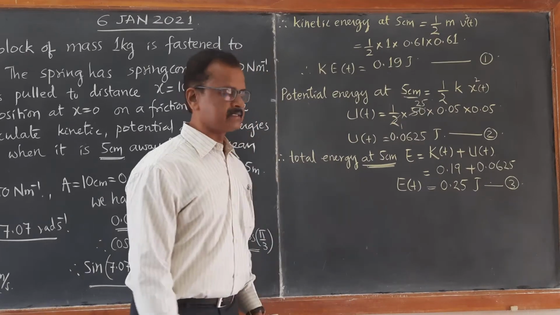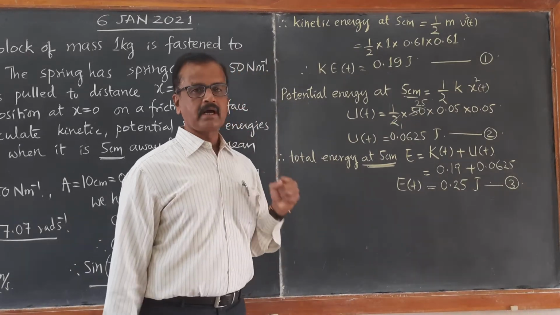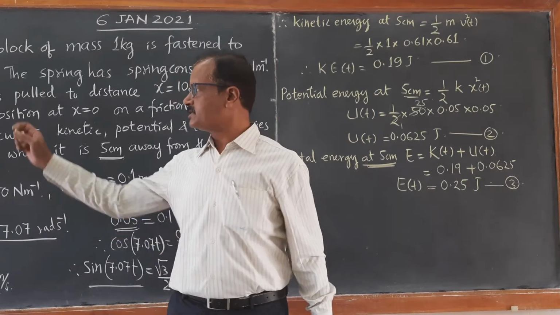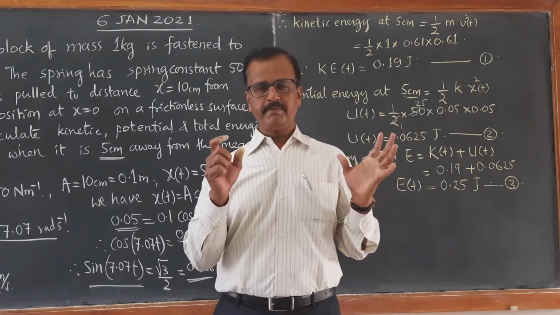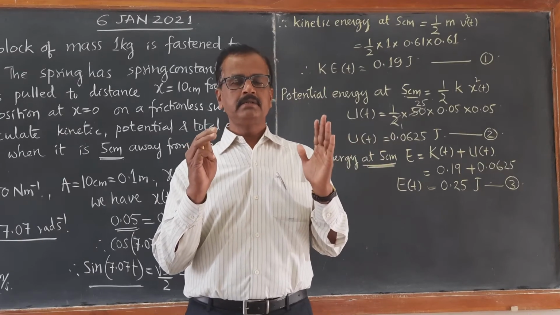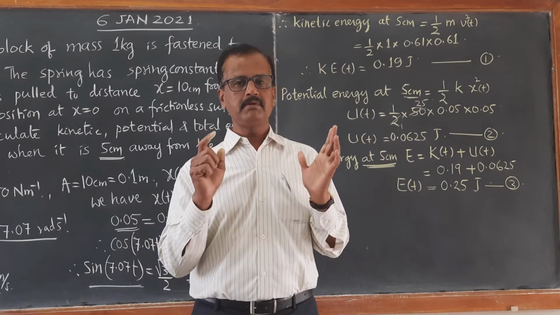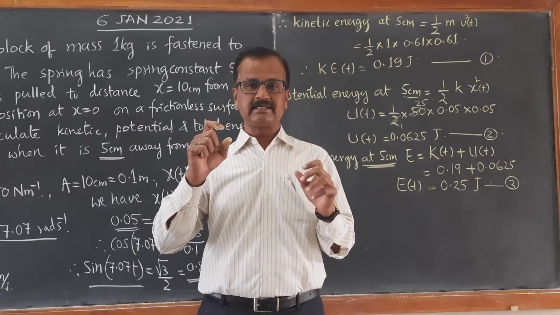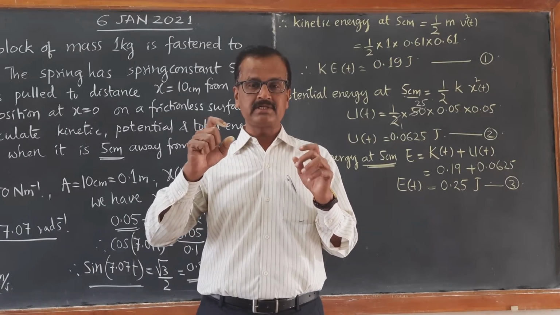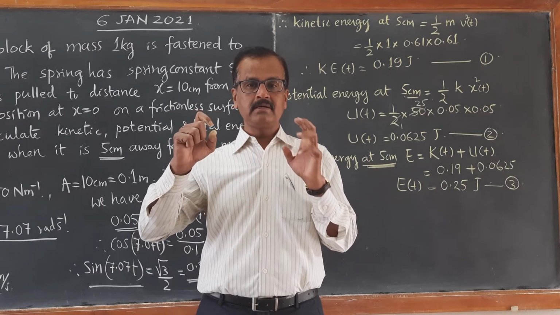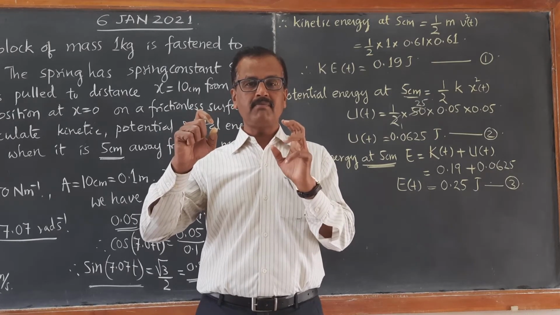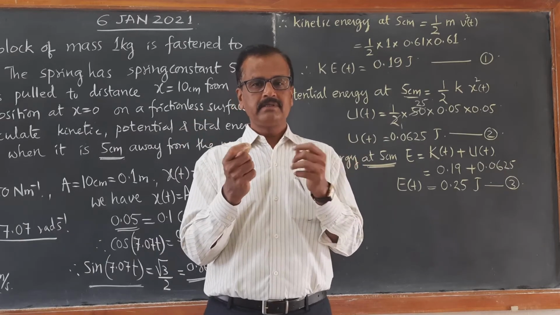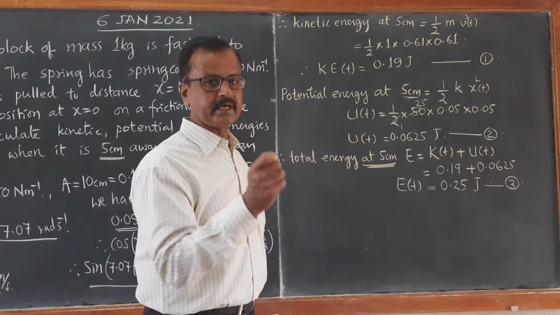Now you can verify whether this result is correct or not. How do we verify? When you stretch this block to the maximum displacement at 10 centimeter, the maximum displacement is called the amplitude. Before the stretched spring is released, it has total energy in the form of potential energy alone. There is no kinetic energy. Therefore, we can calculate the total energy at 10 centimeter.